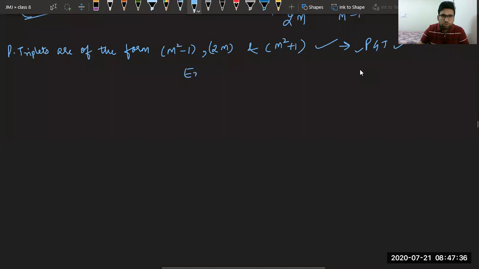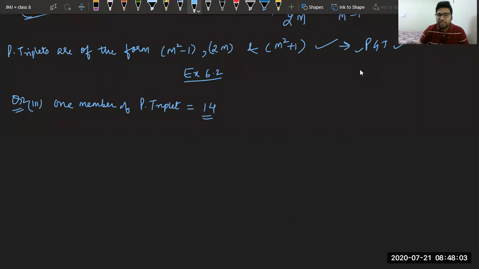Exercise 6.2. Let me take an example. Suppose I take question number 2, third part. One member of a Pythagorean triplet is given to you as 14. You have to understand, this 14 is what? Is it m square minus 1, is it 2m, or is it m square plus 1? Which is good for it?